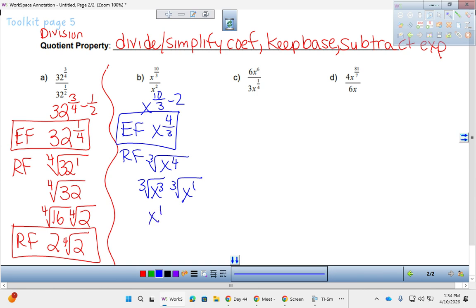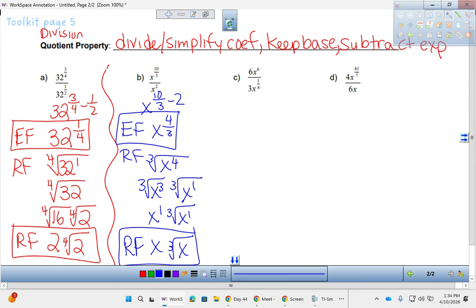I just can't forget about the x. 1 is smaller than 3. That tells me that I'm done here. I'm just going to rewrite this answer without the 1s. You can write the 1s, you just don't have to. So radical form is x times the 3rd root of x.